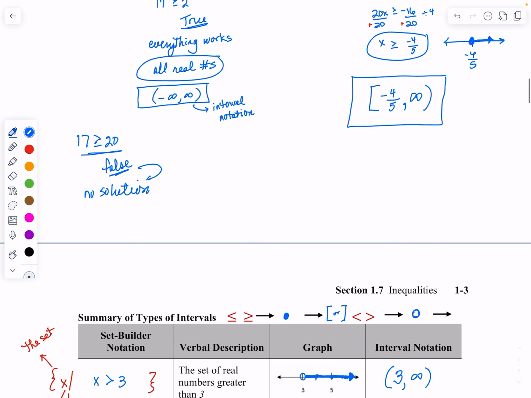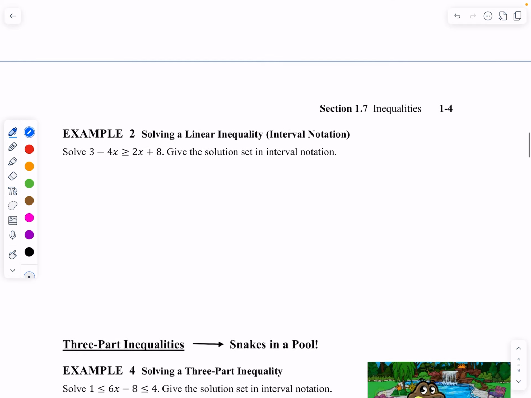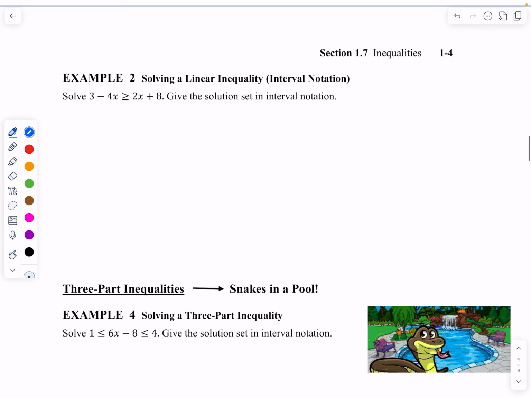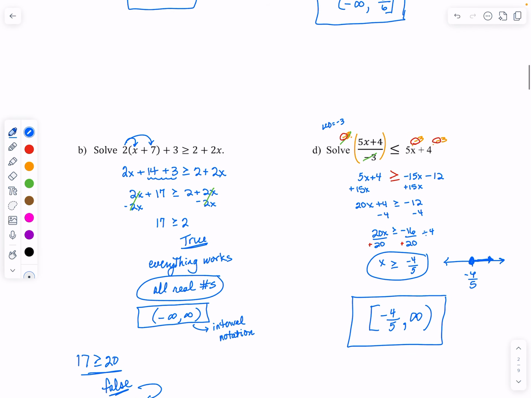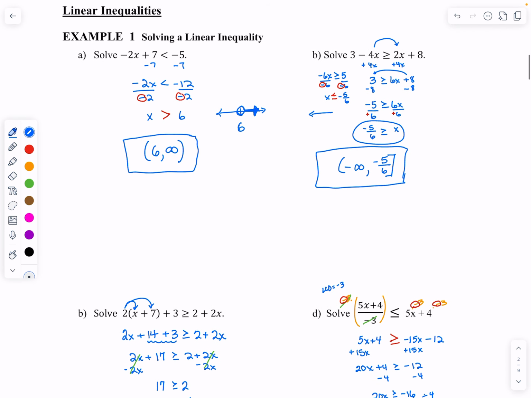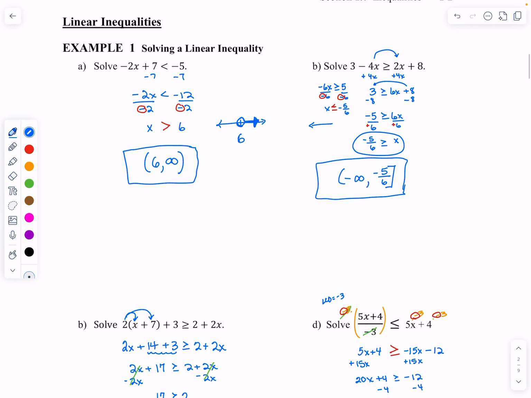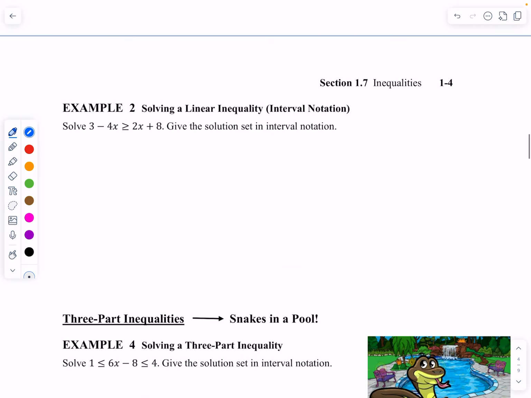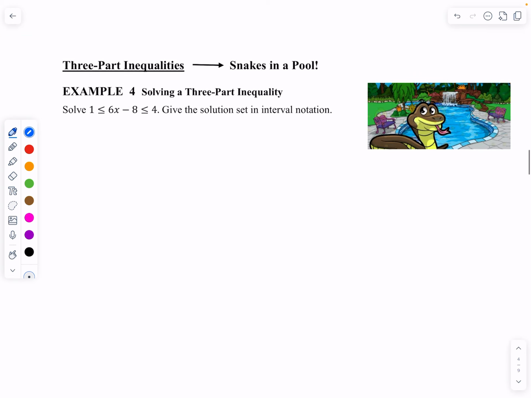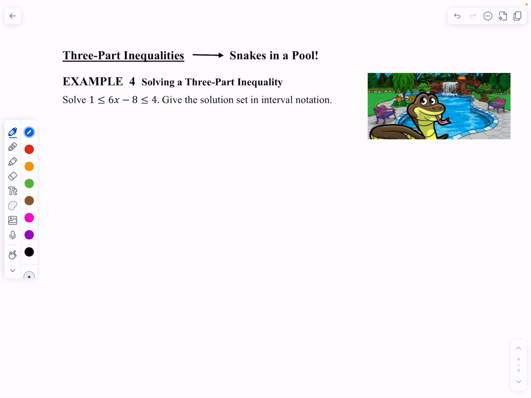All right, so now we're going to work some more problems. This one, I believe that we already worked. Let me look back up there. Yep, that one is example 1B. So we've already done this, example 1B. So let's do the 3-part inequality.